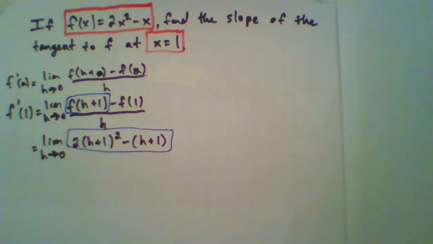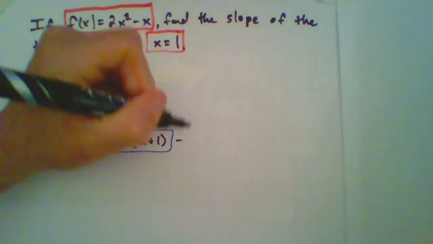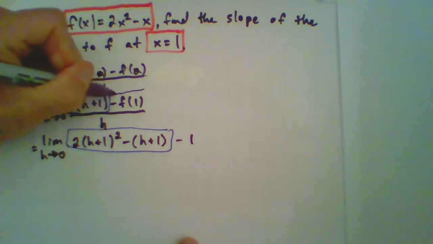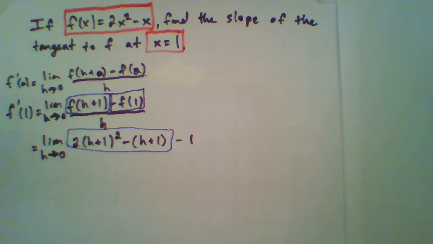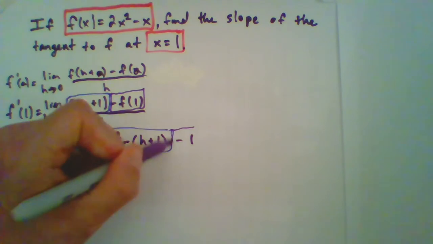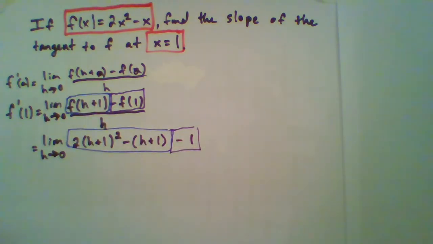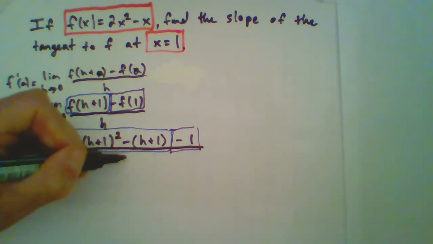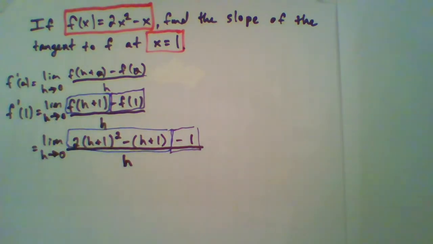Okay, so we subtract 1 from that. So just to emphasize, that minus 1 comes from this purple box here, minus f of 1. That's where that has come from. Okay, and then in the bottom we just have h. So all that divided by h. Again, we have the same problem where there is an h in the denominator. We always have this problem where we cannot substitute 0. So what we have to do is do algebra in the top and then hope that we can cancel out that h.